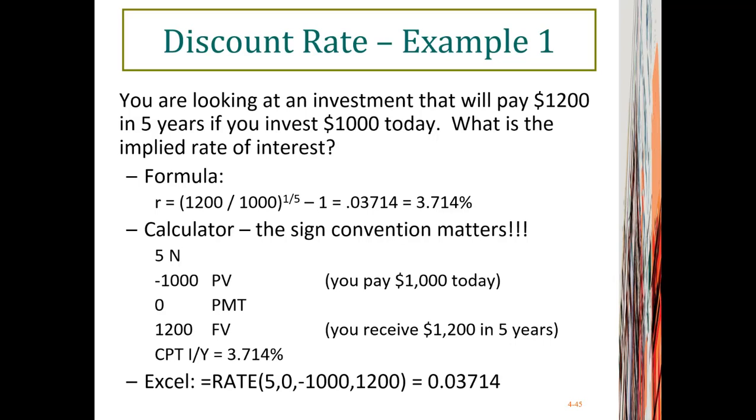That means 3.714%. Of course, you can use an Excel spreadsheet to do the calculation, and the function that you need to utilize here is RATE, R-A-T-E, and you put 4 other numbers into your calculation. 5 as number of time periods, 0 as PMT, PV is negative 1,000, and FV is 1,200.